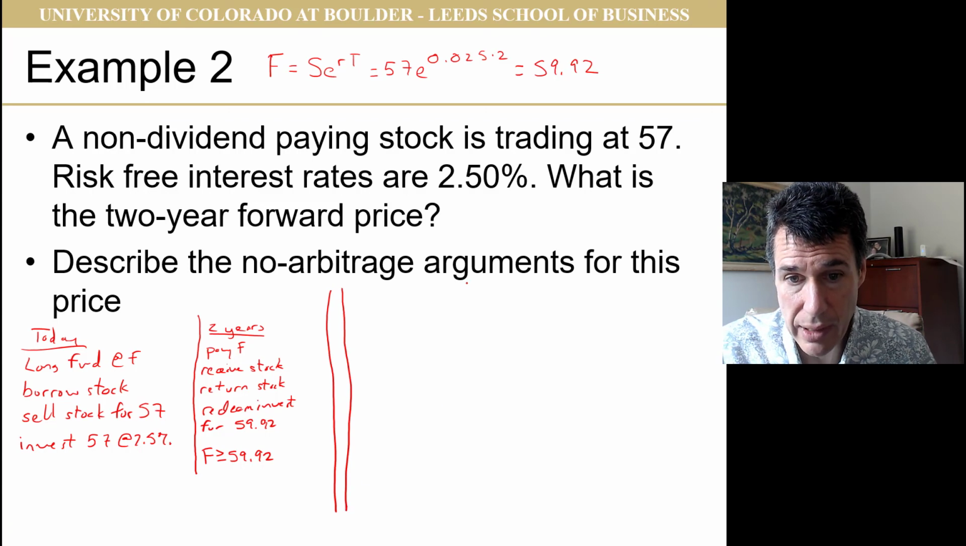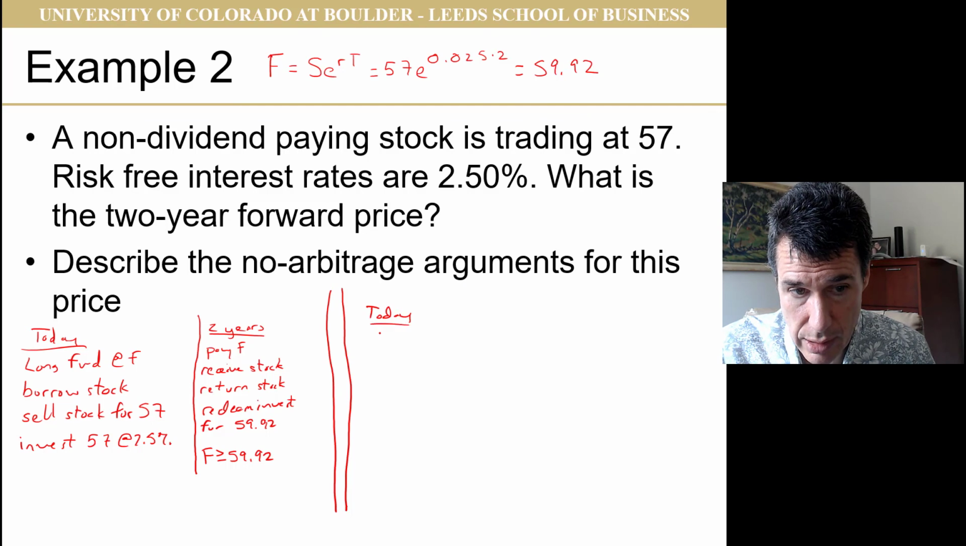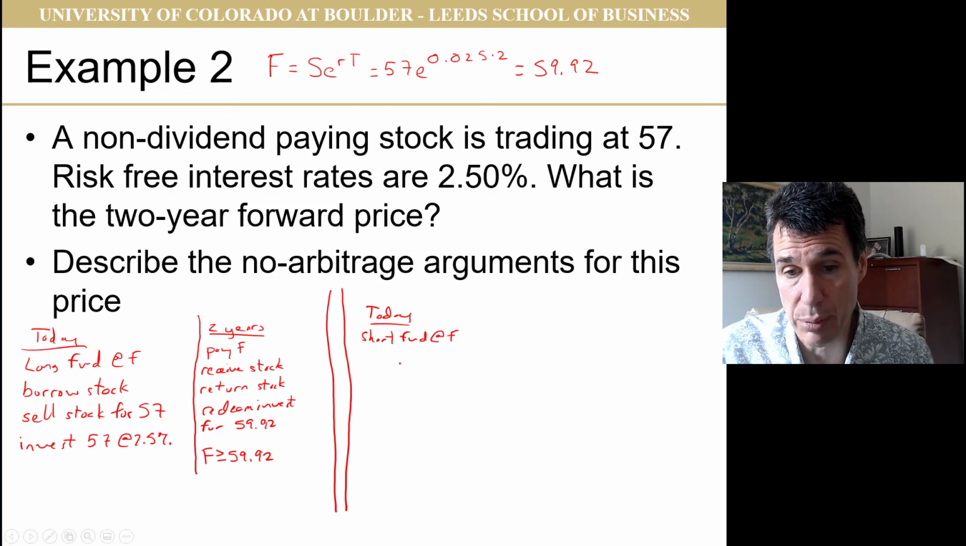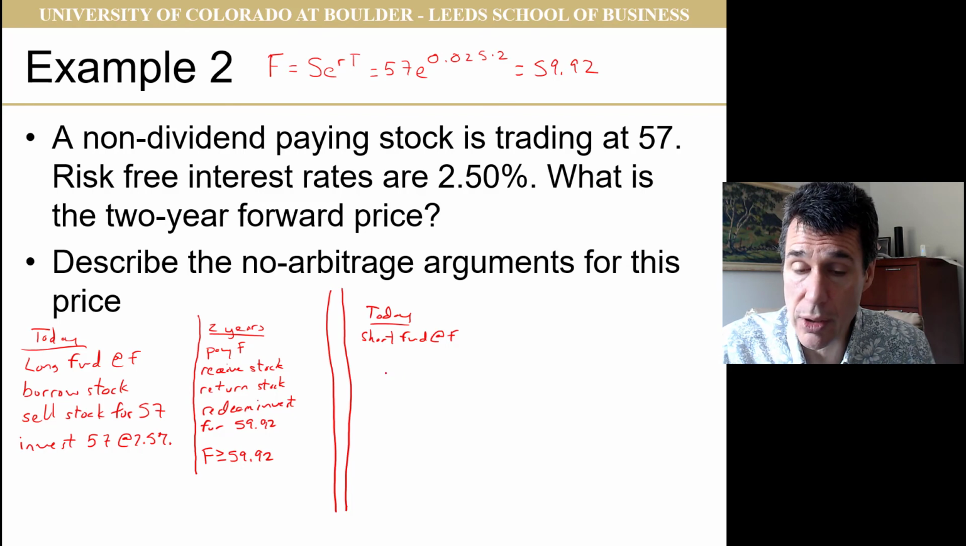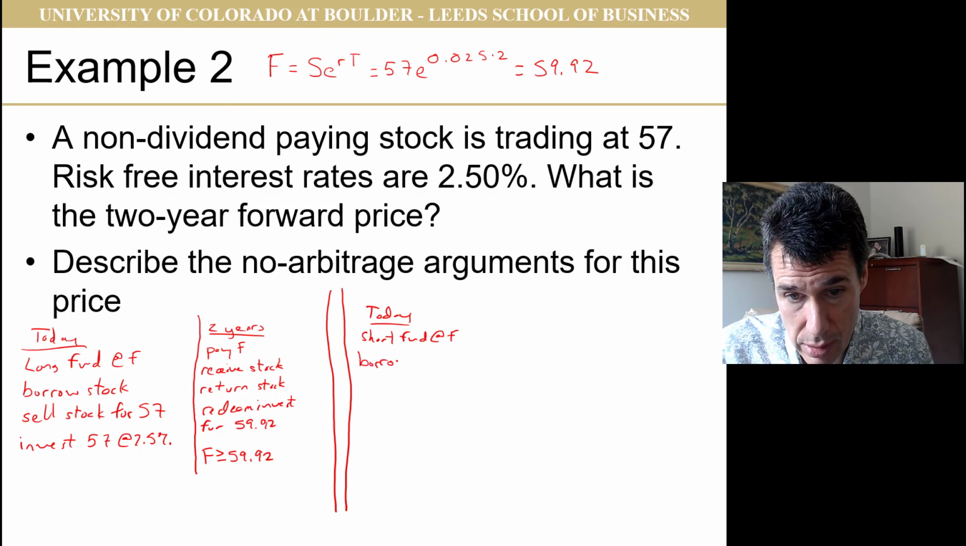We can do the same thing if we go short. So today we're going short. Today we go short the forward. We sell. We agree to sell the stock in 2 years at a price of F. If we're short, we need to own the stock. So we borrow 57 at 2.5%, and we buy the stock.